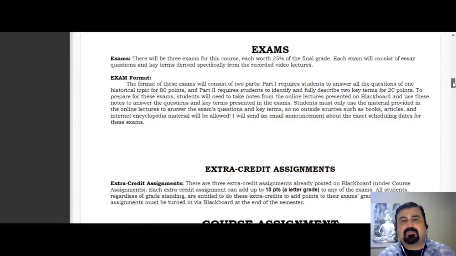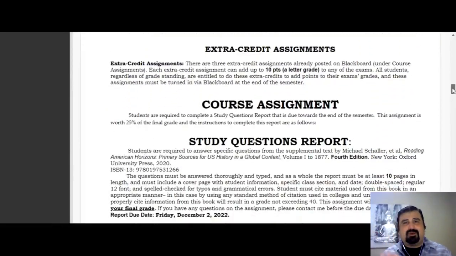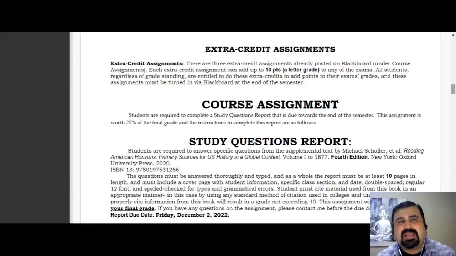So I'll talk about the due dates once we talk about the tentative course schedule. Now, of course, there's also extra credit assignments. Please keep in mind that there are 3 extra credit assignments if you want to add points to each exam, regardless of your grade standing. Everybody's entitled to do those. Those are optional. Those are not mandatory.